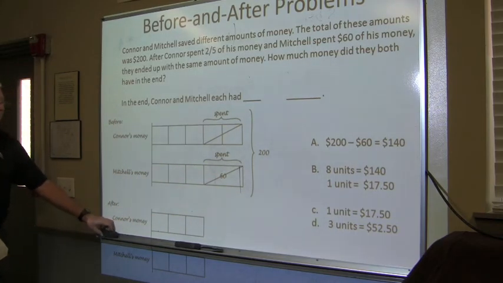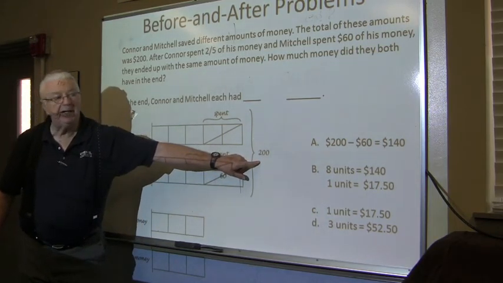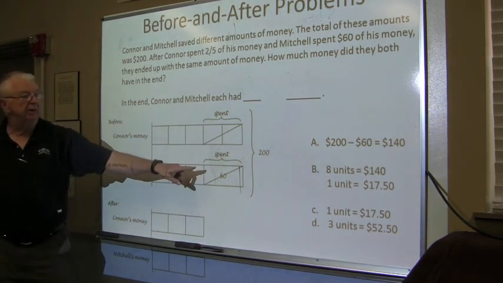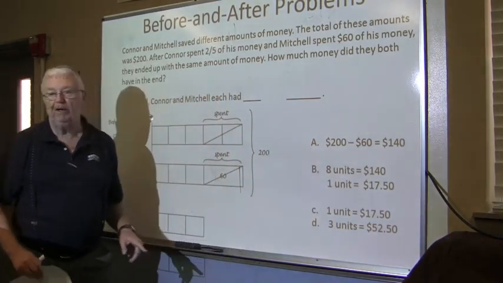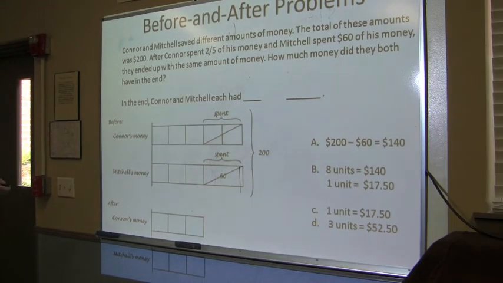All right, now, once we've done that, we look at the total amount of money they had, $200. We know what Mitchell spent, 60. So 200 minus 60 is 140. Now, I took 8 units, and the 8 units come from this. Connor has 5 units up here, and we know that they ended up with the same amount of money. So going down here, Mitchell ends up with 3 units, the same amount of money that Connor ended up with. Does that make sense? Yes.